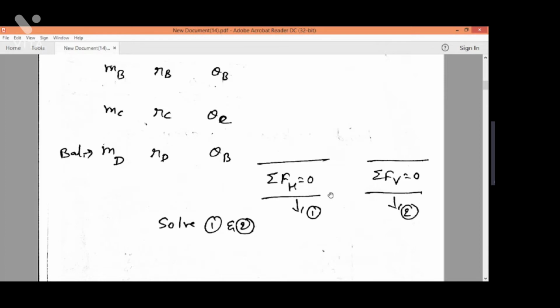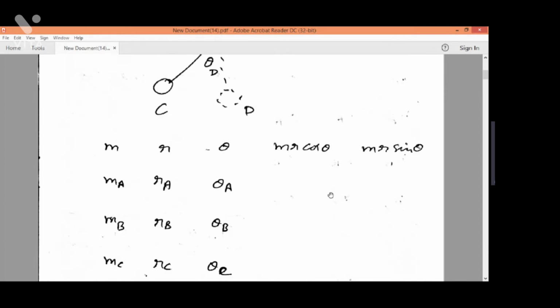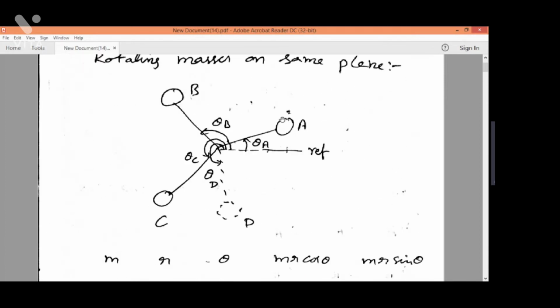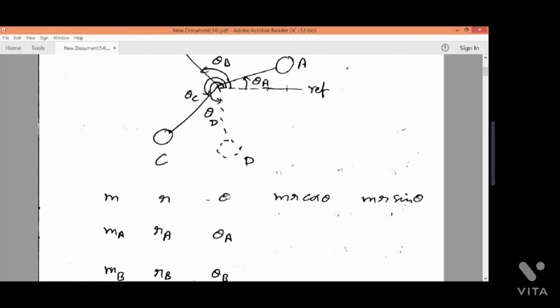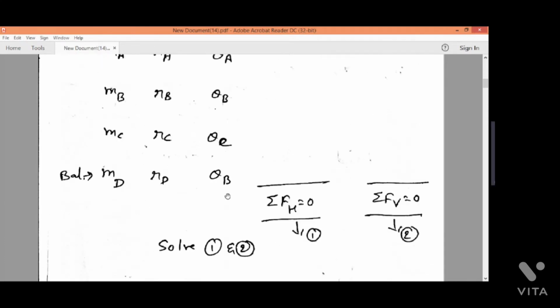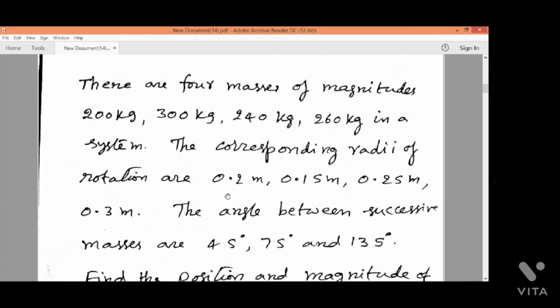In this case, we have seen there are three masses in the system and I have added an additional balancing mass to make the system balance. So in total there are four masses after the addition of the balancing mass. Now I'm going to take another case here.